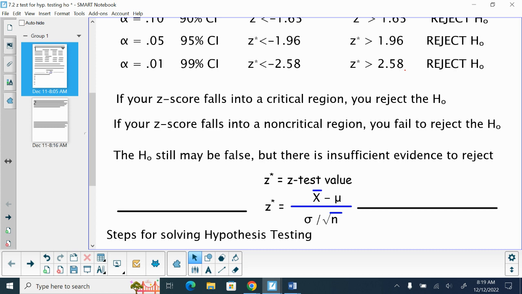We have Z star, which is going to be our Z test value. How we calculate the Z test value is the same thing we did with the central limit theorem. Value minus mean divided by standard deviation divided by square root of n. If you think back to the central limit theorem, this is what we did: X bar minus mean divided by standard deviation divided by square root of n.